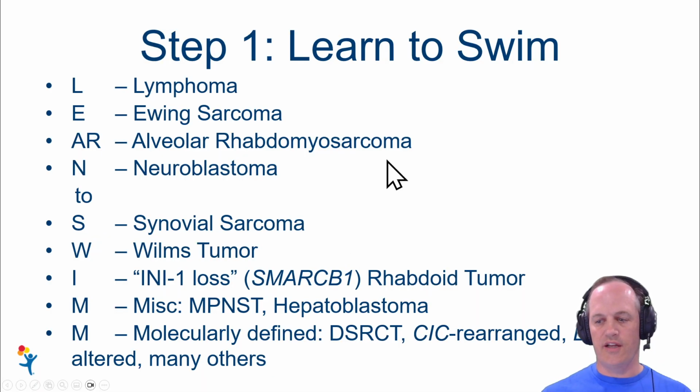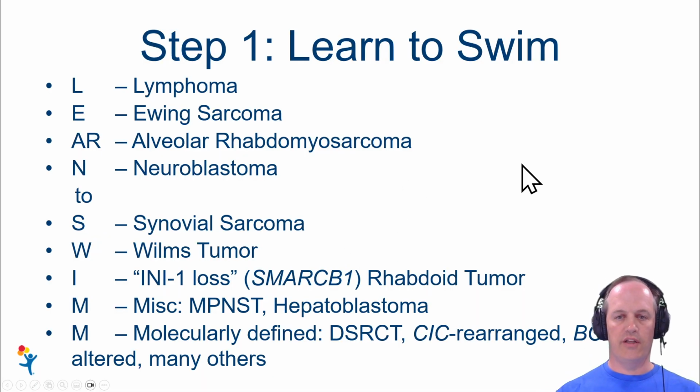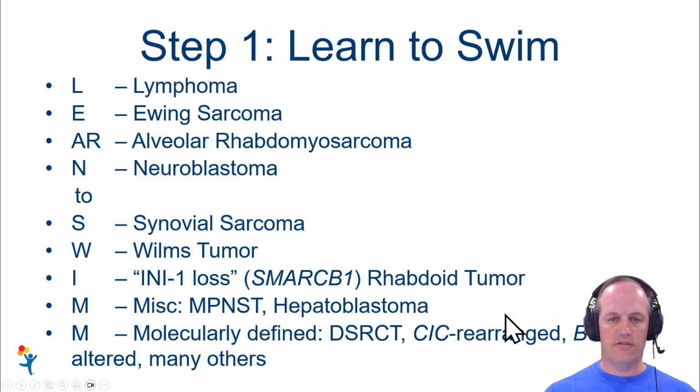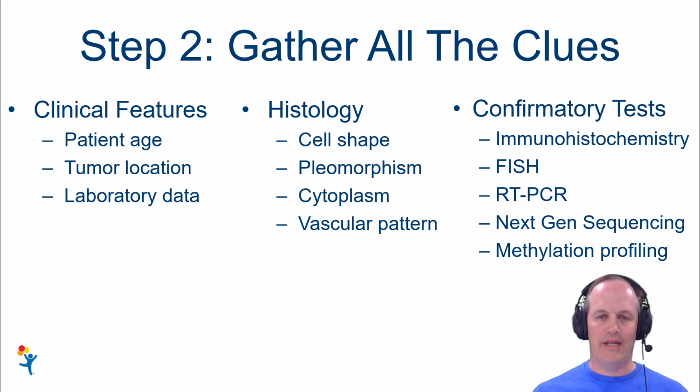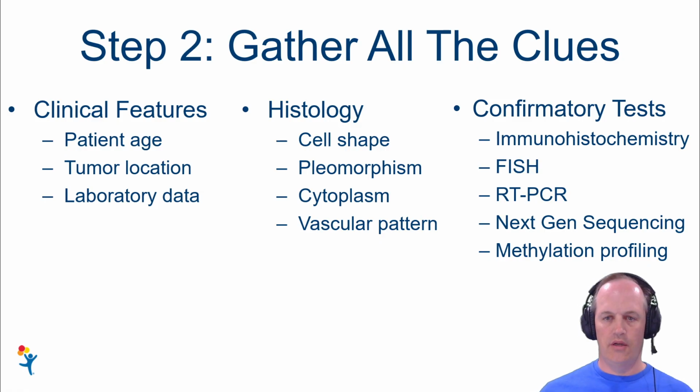All right, so we've gotten through learn to swim. We've gotten through all these. We talked about at least some of these for each of these letters in the mnemonic. We talked about how it's important to gather all the clues you can get. Patient age and location are critical. Laboratory data is really helpful. And then you really got to look at the histology to figure out how to pick your confirmatory tests.